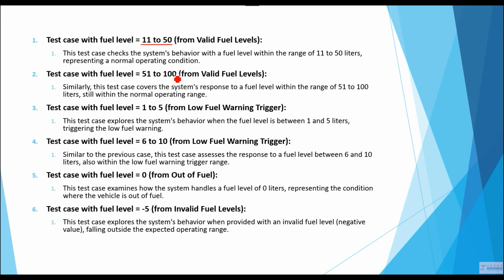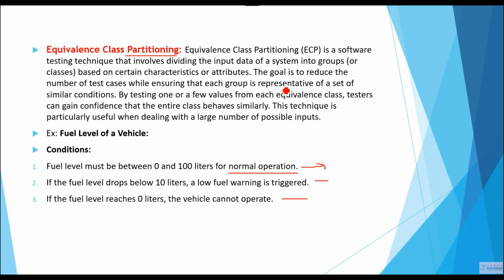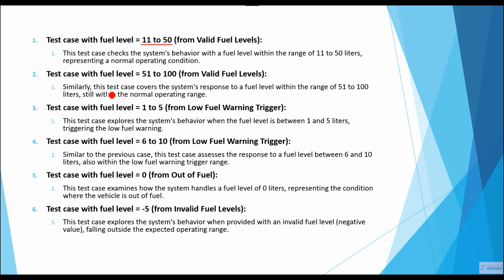The other one is 51 to 100. These are all the valid values. If you apply from 11 to 50, it is one group, a set of similar conditions. If you apply 11, 20, 30, or 50, the vehicle should be in the normal operation mode.